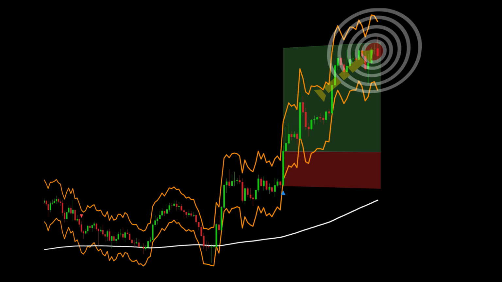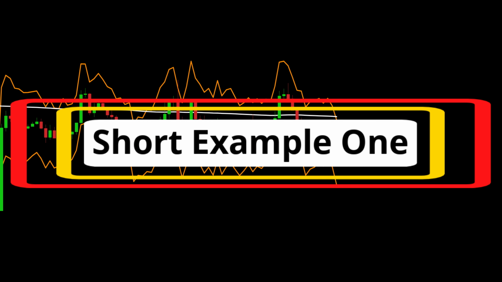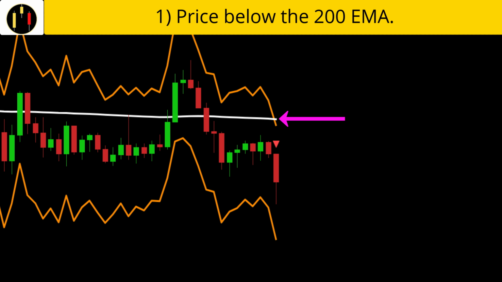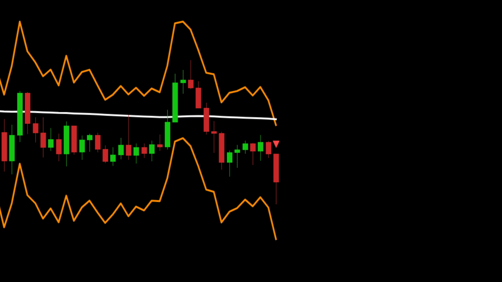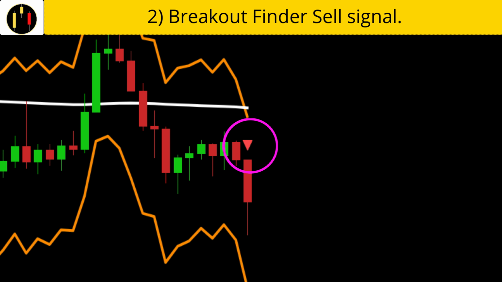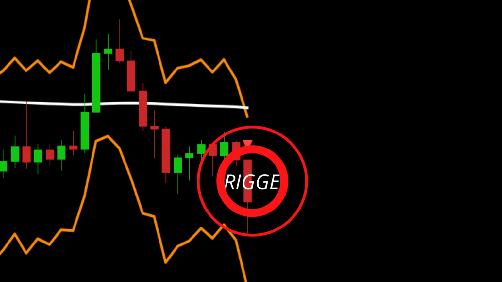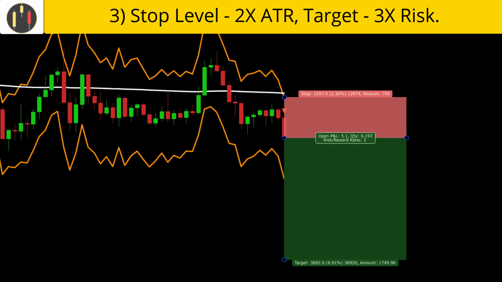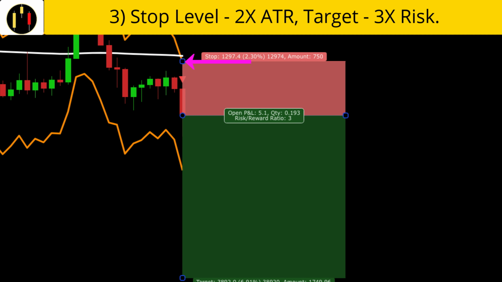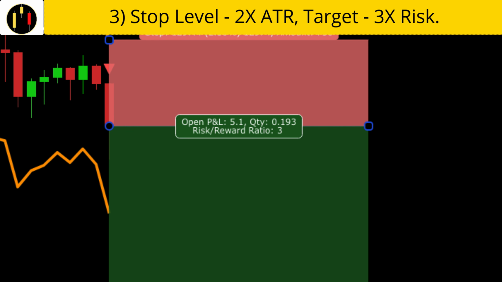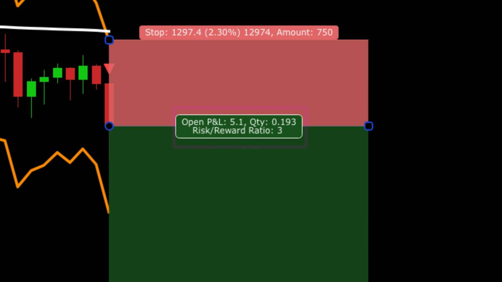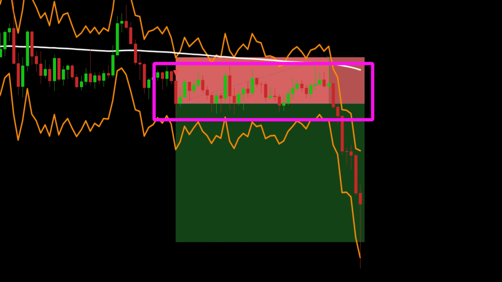Now we flip to shorts. This is what I will test for shorts. The first rule requires price to be trading below the 200 exponential moving average in white. Next, a Breakout Finder signal fulfills our second rule. When this candle closes, we have a valid setup and it becomes our trigger candle. The stop is placed at 2 times the average true range value, which is this orange band above our trigger candle, and we are going to target 3 times risk. Upon the break of support of this consolidation zone, this example rapidly hits the target.